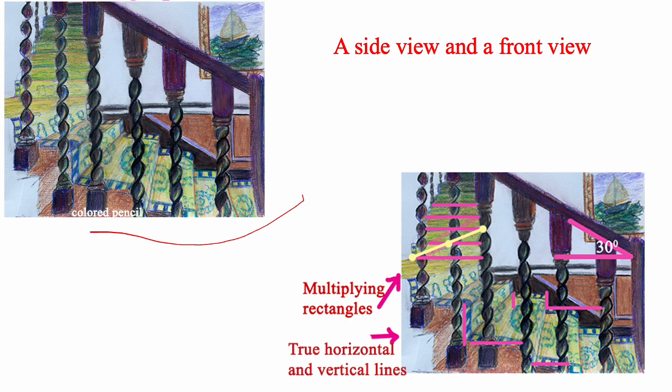My painting shows the side view of stairs and the frontal view. In the side view, the stairs are composed of true horizontal and vertical lines, and it has the true angle of about 30 degrees. The banister is parallel to the stairs or converges toward the same vanishing point. For the frontal view, I use multiplying rectangles to find the positions of the stairs going up. That is, I connected the lower left corner to the middle of the next stair to find where the stair above that begins.